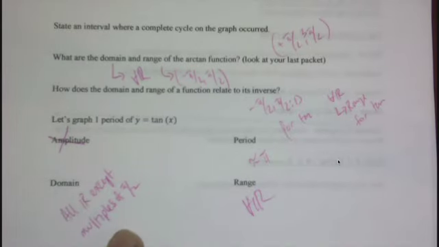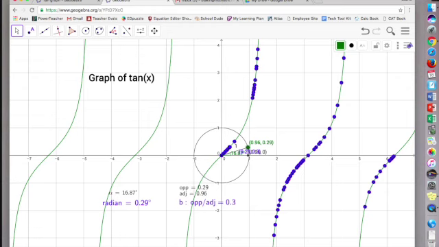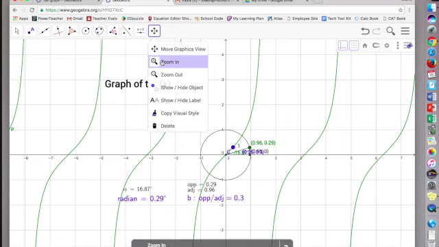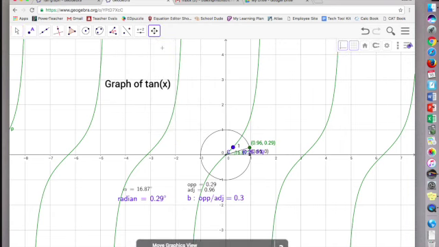You can't have any multiple of pi over 2 because if you did, your y value would exist, your x value wouldn't, and then you'd be getting that vertical asymptote because you'd have a 1 or a negative 1 divided by 0. Your range, we can see that the y values, even if I zoom out, will go on forever in the north and south direction.